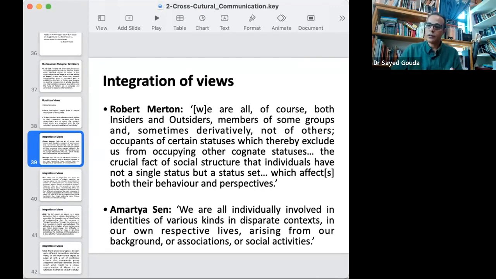There are several. Amartya Sen also says that we have different identities, and that's why understanding and explaining history is not an easy thing. It's always subjective. And why is it subjective? Because we have different identities. We belong to different social groups. We belong to this group, not that group. And also it's like circles. One circle contains another circle, and so on. We are all, Amartya said, individually involved in identities of various kinds in disparate contexts in our own respective lives.